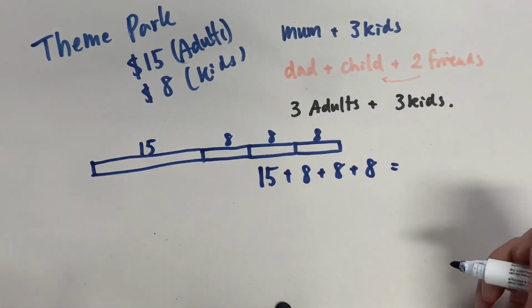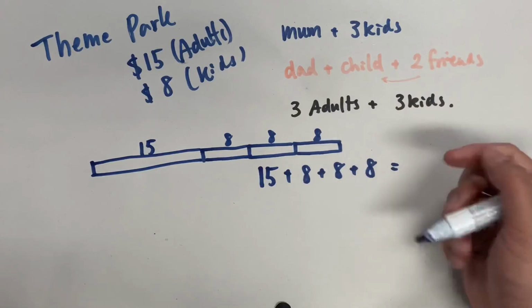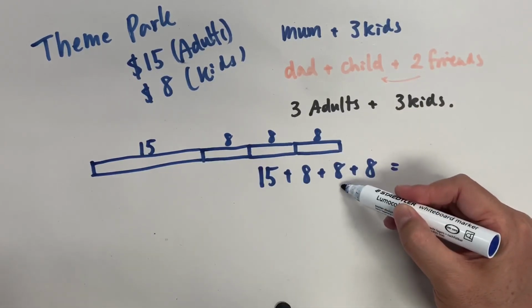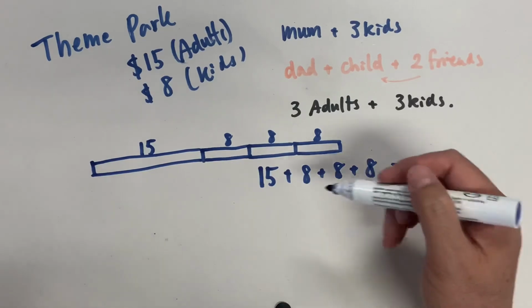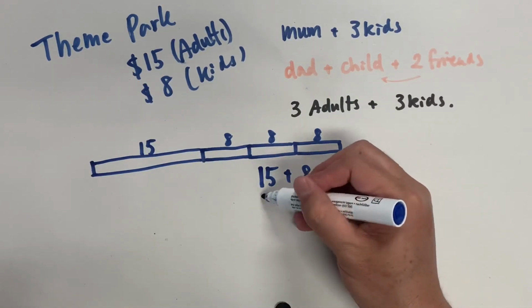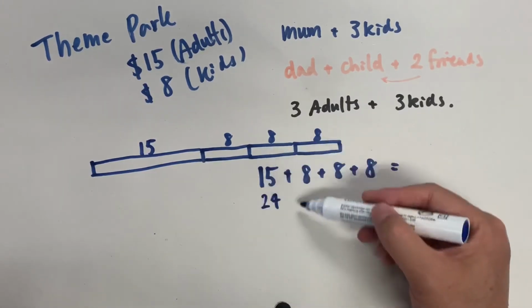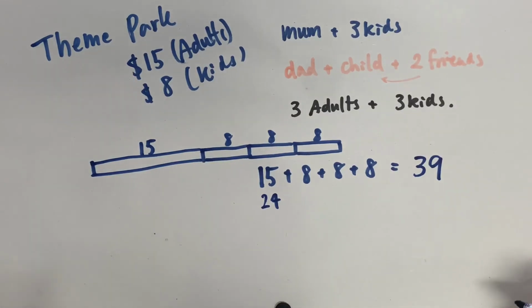Now, if you are good at multiplication, you may be able to do 3 8s here, or we can just add 8 plus 8 is 16, plus 8 is 24. So 15 and 24. Are you doing this in your head? That's 39. So $39.